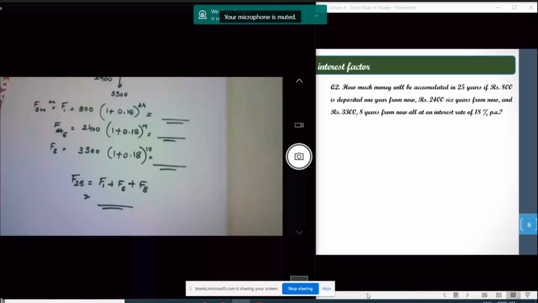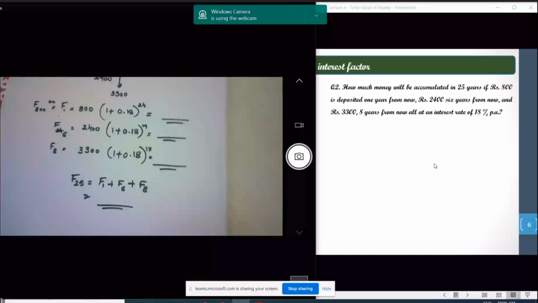Any confusion here? Students, any confusion? Okay, so this is using the formula. You may even go with the compound interest table also. I guess I have written that in the slide. I will show the slide for that.